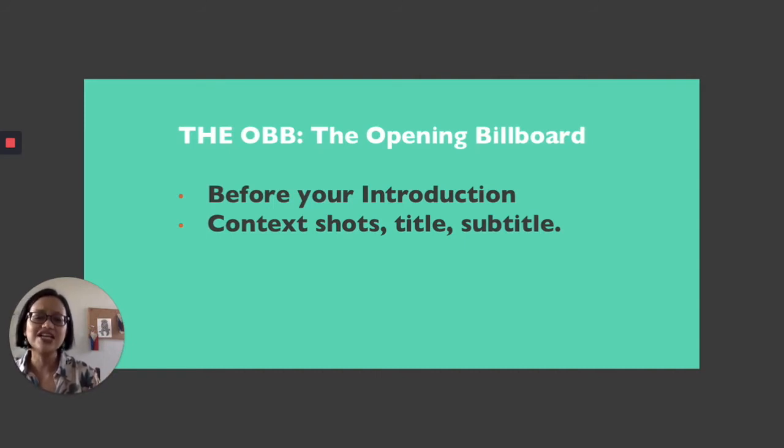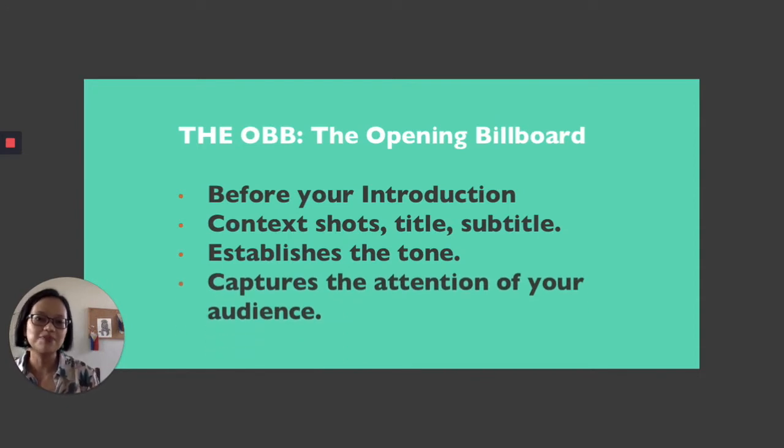If it's already happy music, very light, with, you know, colors that are bright, then maybe that's what your audience will expect out of the AVP. Make sure you have the title, and if you have a subtitle, on there in the opening billboard as well. It establishes the tone, which is, of course, part of look and feel. And lastly, it captures the attention of your audience. So this doesn't take long to do. This can be like 5 seconds of just showing establishing shots of what it is you're going to talk about. It can be another 5 seconds of flashing your title on the screen.